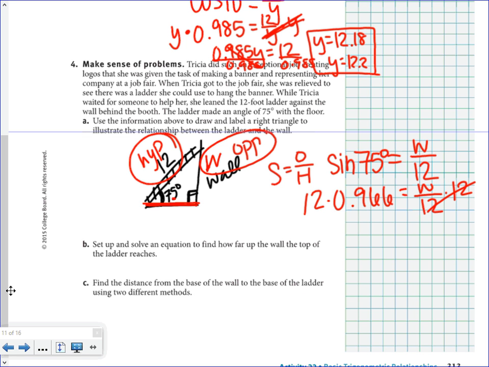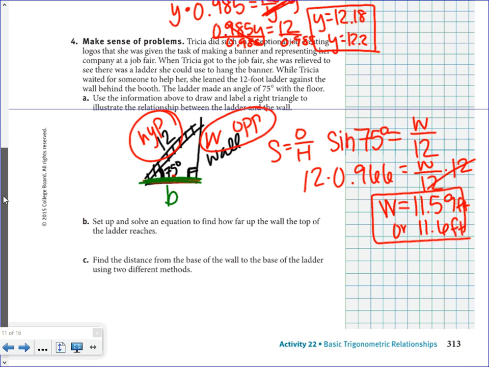And so then I get W is 11 point, you can say 5.9 or 11.6. Either one is fine with me. And so those are both in feet because that's what our units are. So we have about 11.6 feet for how far up it'll reach. Now we need to find the distance from the base of the wall to the base of the ladder. And it says using two different methods. So this is the base. I'm going to label it as a B.